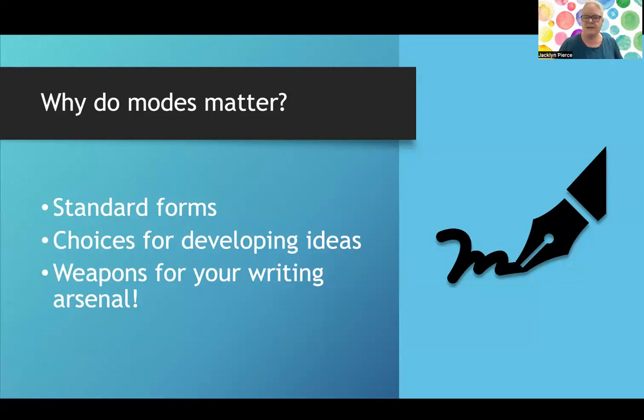So that is an overview and a review of our writing modes. You will take a quiz on that this week. So enjoy. If you have any questions, feel free to reach out.